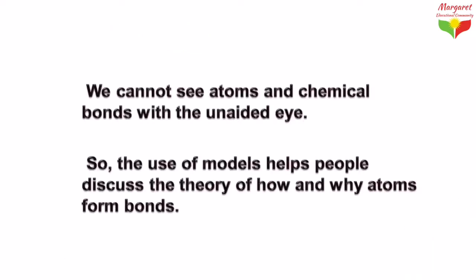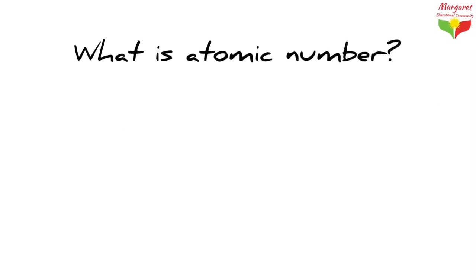Because atoms are very tiny, very small, we cannot see them, and we cannot see the chemical bonds, so we can't say that these atoms are chemically bonded to another atom. So we need to use models and theories. Models help people discuss the theory of how and why atoms form bonds. And now we are going to learn how to do that. We have this term, atomic number. Atomic number is actually the number of protons.